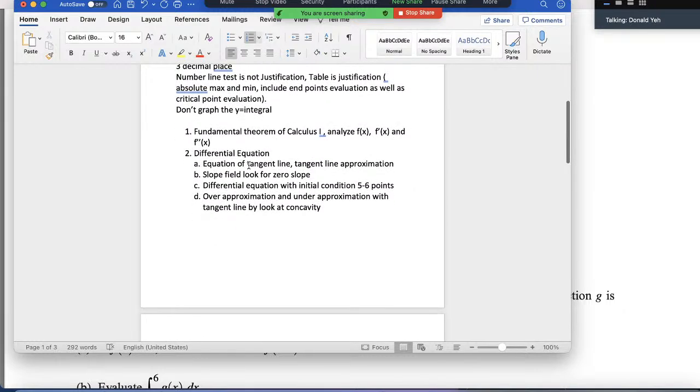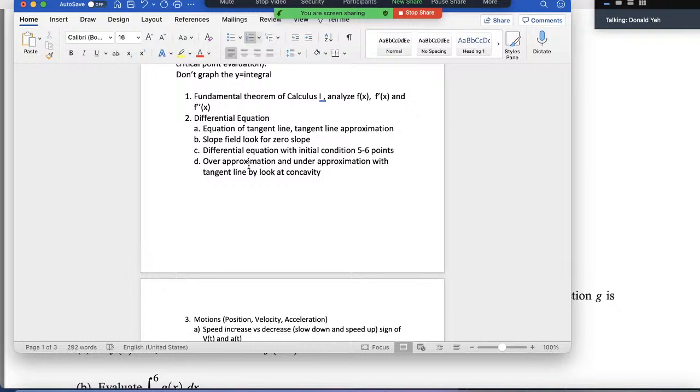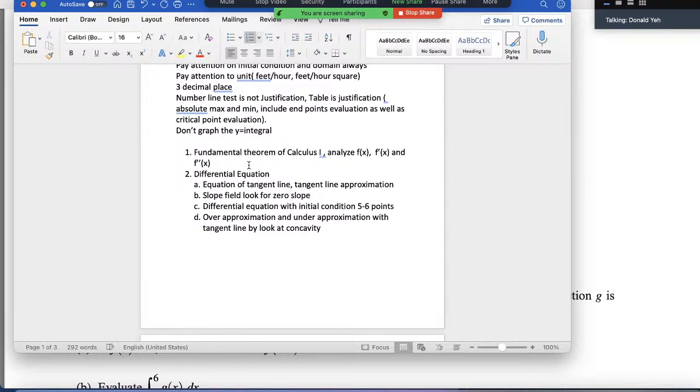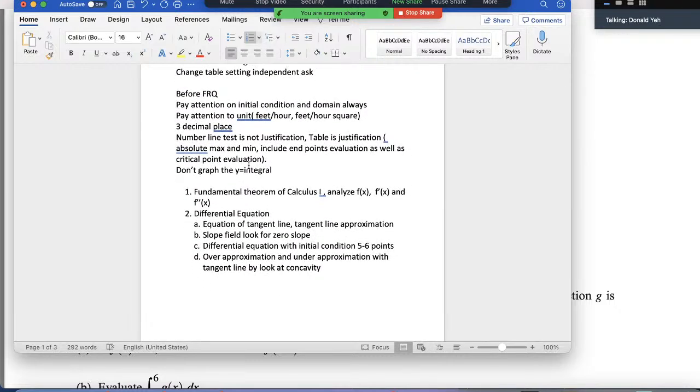The first question is going to be the fundamental theorem of calculus and analyzing f of x, f prime of x, f double prime of x, which we just talked about. The second may be a differential equation, with equation tangent line approximation, slope field, looking for the zero slope first. A differential equation with the initial condition is 5 to 6 points, plus over approximation and under approximation by looking at the concavities.